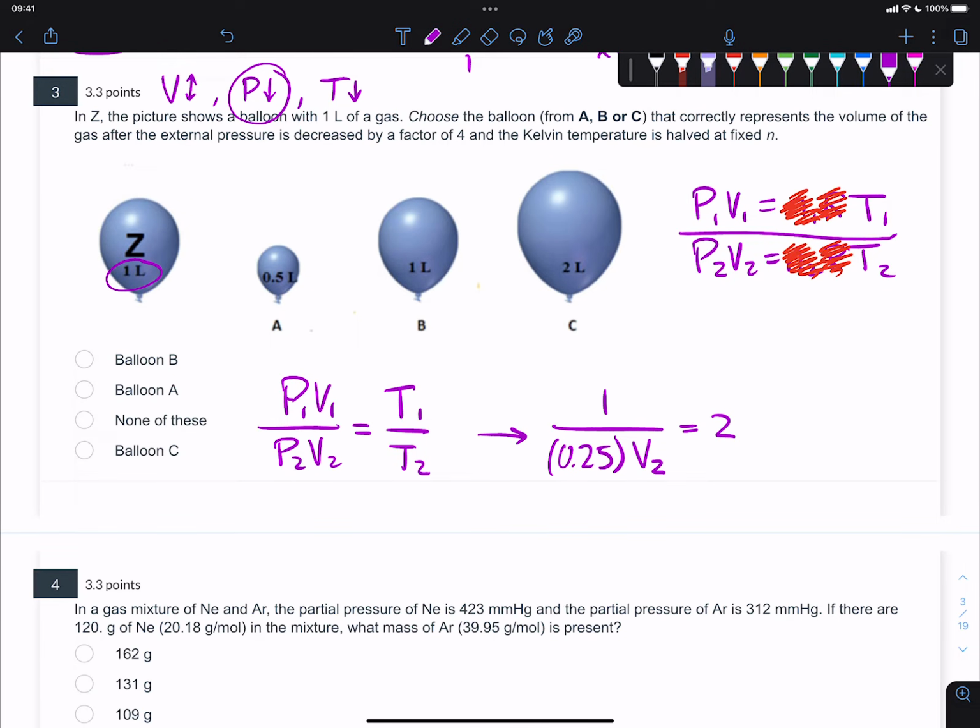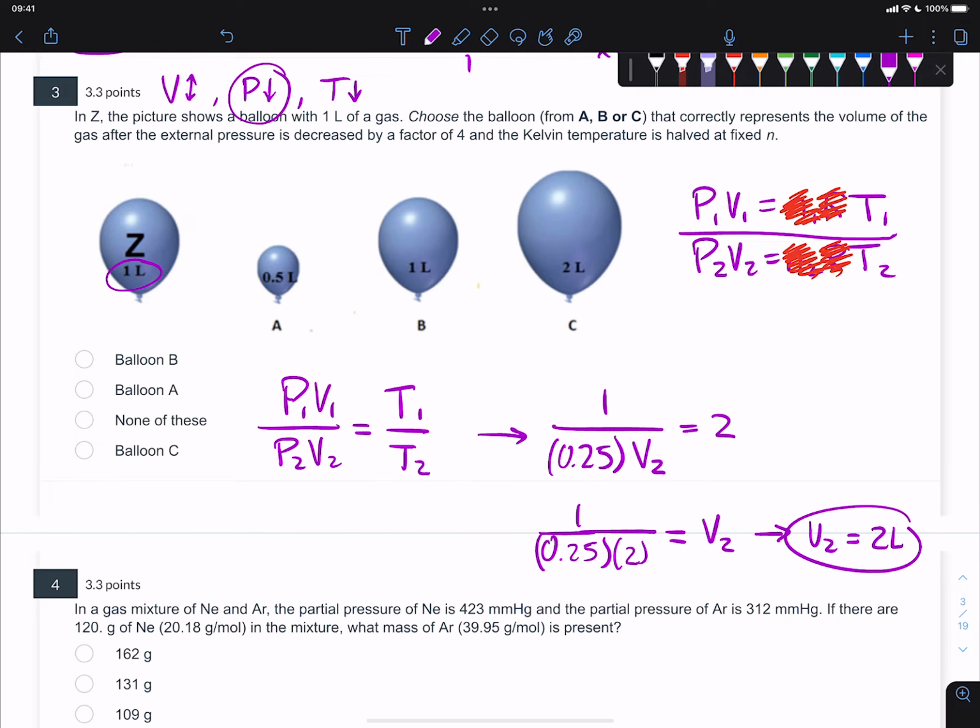And using some algebra, if I divide both sides by 2 and then multiply both sides by V2, I get 1 over 0.25 times 2 is equal to V2. So 1 over 0.5. And I get 2. So the final volume is equal to 2 liters. So the answer is going to be C.